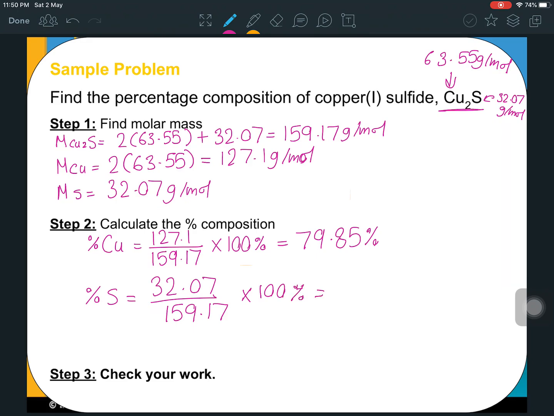And my overall percentage composition of sulfur is going to end up being 20.14% of my whole compound. So this looks good. I was able to find that about 20% is sulfur and about 80% is copper. Now let's double check to make sure that we've done everything right. The easiest way to check is to just add all the numbers together and make sure that they equal up to 100.